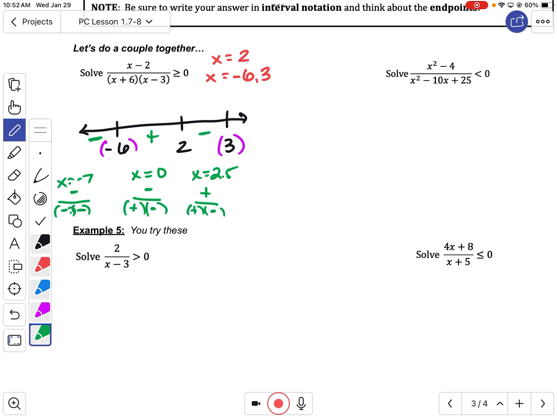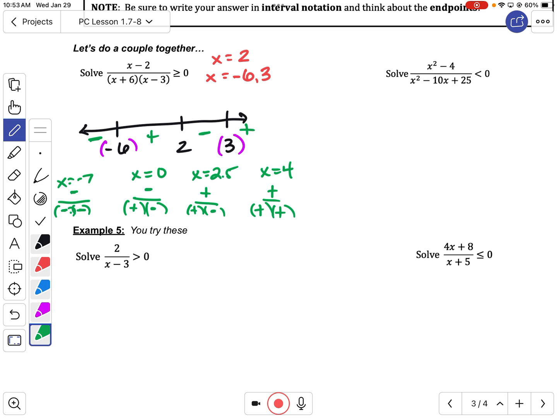And then let's do one more. So all this stuff I'm writing in green, you don't have to write all that down. You can do it in your head. But the sign chart is good. That way it keeps you honest with your answer. Now, let's plug in 4. 4 minus 2. 4 plus 6. 4 minus 3. All of those positives give me a positive. So now we filled in the sign chart.